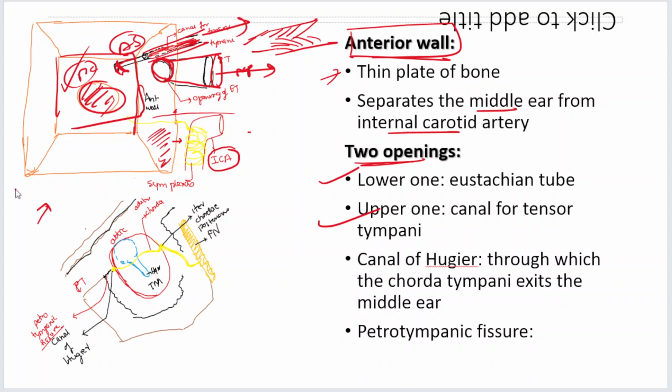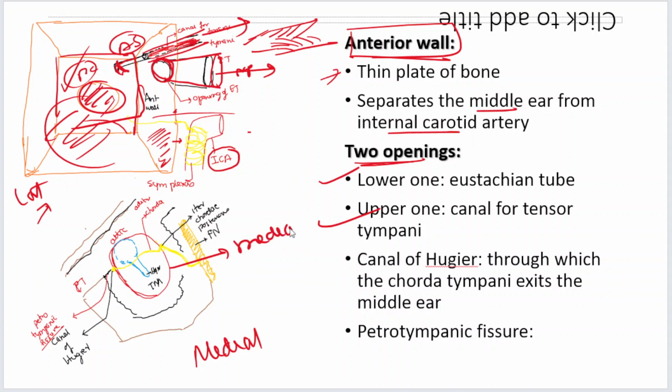Here we are looking from the lateral aspect. This is the tympanic membrane. Now we are looking from the medial side, from the promontory side. Here, this is the medial surface of the tympanic membrane.